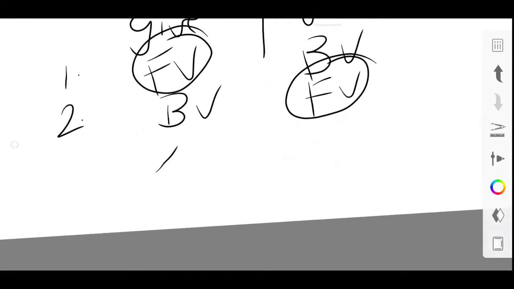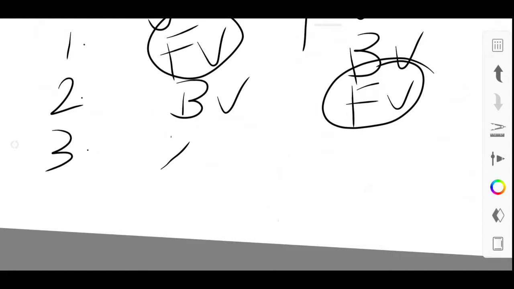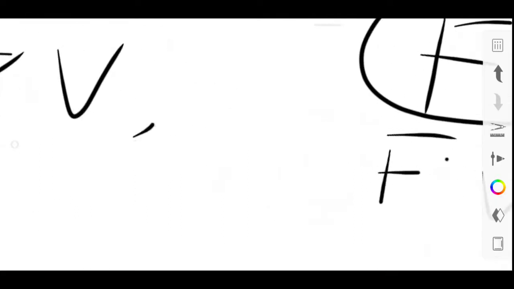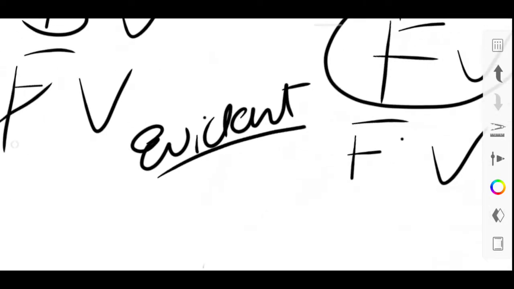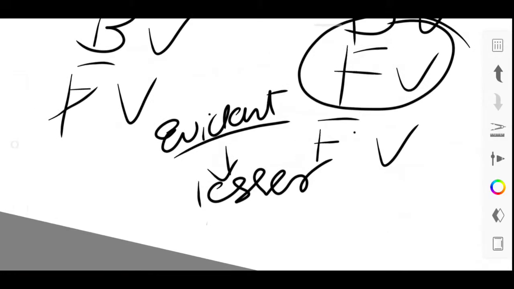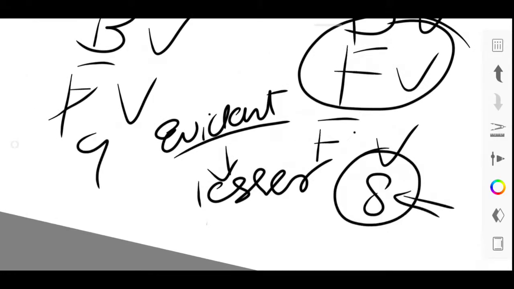In third case, let's say we have the face value of these two and we have the face value of these two. So now we will take the more evident one. So in our case, the more evident is the one which is lesser. Let's say this was 9 and this was 8, so we will consider this one over here.